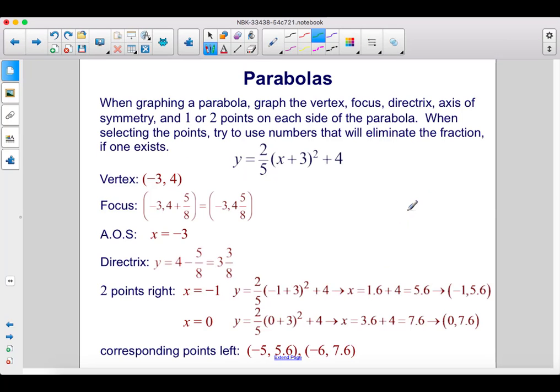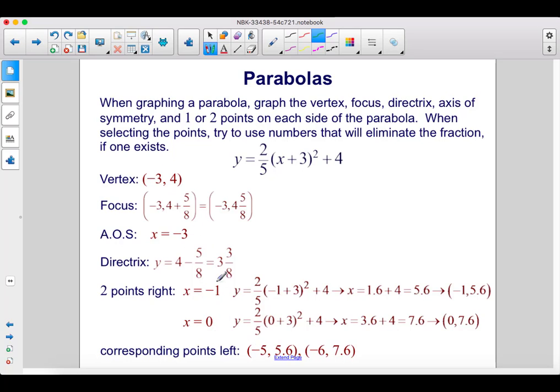When graphing a parabola, graph the vertex, focus, directrix, axis of symmetry, and 1 or 2 points on each side of the parabola. When selecting the points, try to use numbers that will eliminate the fraction if one exists. Okay, so our vertex is at -3, 4, but we're going to pick 2 points to the right, so we'll choose x values of, let's say, -1 and 0, and then corresponding points on the left.